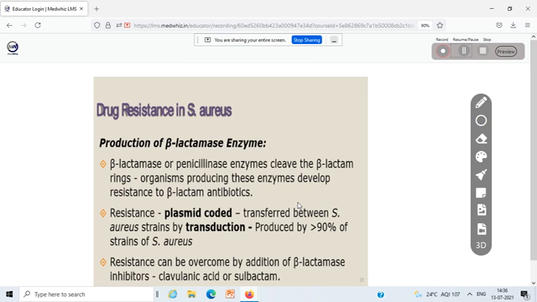Beta lactamase or penicillinase enzymes are secreted by Staphylococcus organisms. What they do is they cleave the beta lactam rings, and the organisms producing these enzymes develop resistance to beta lactams. Resistance can also be plasmid coded, that is, it can be transferred from one Staphylococcus aureus strain to another by transduction, and it is produced by more than 90% of Staphylococcus strains. The resistance can be overcome by the addition of beta lactamase inhibitors like clavulanic acid or sulbactam.